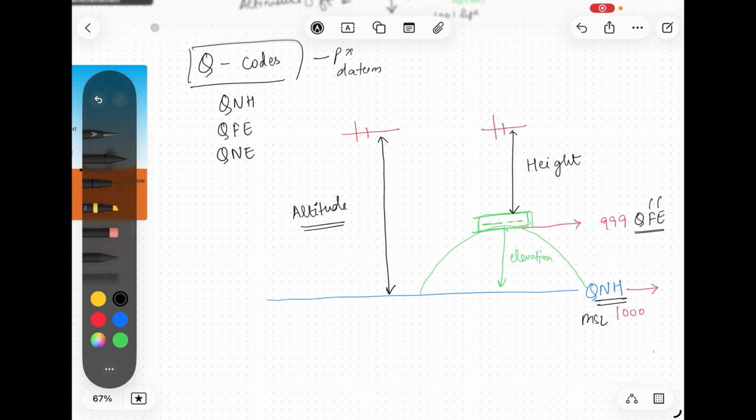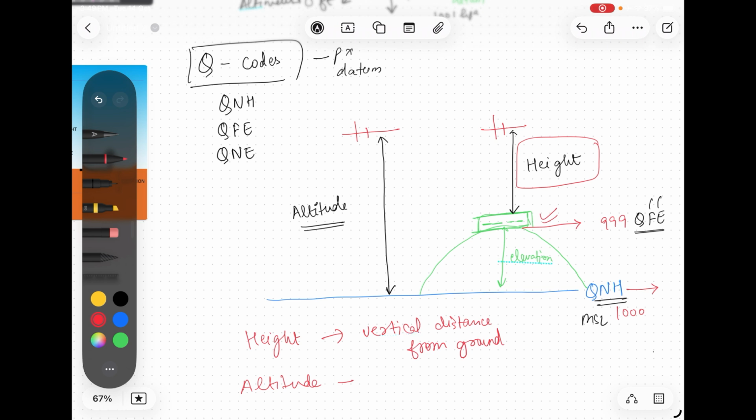So this is very important. Now you could write the definitions somewhat like this. What is height? It is the vertical distance from the ground, from the runway at the airport. What is altitude? It is the vertical distance of the aircraft from mean sea level, and that is measured from the QNH setting.